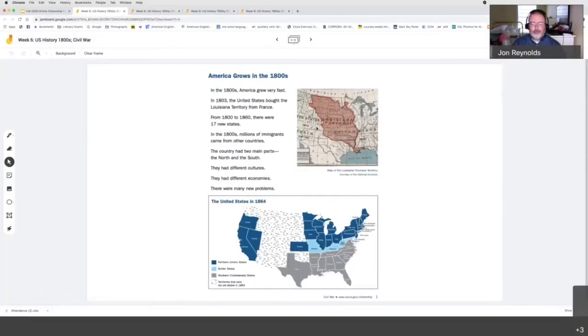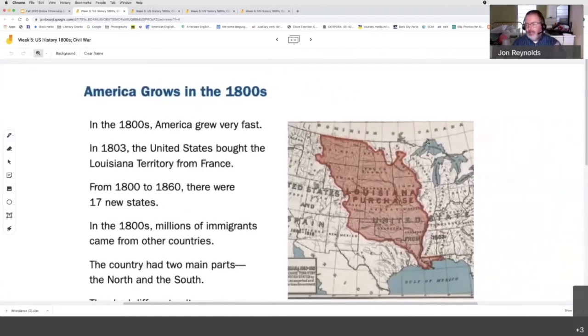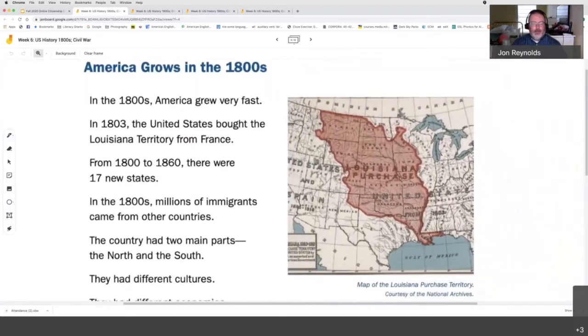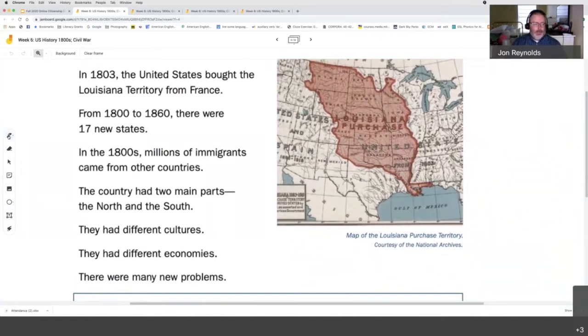Now, again, as we mentioned, the country was growing and growing and growing during the 1800s. So again, I'm going to read a little bit, and then I'm going to get you guys to help me. In fact, I'm not even going to read everything you see here. But for example, I wanted to have you notice that from 1800 to 1860, we added 17 new states to the 13 that we had originally. So by the 1860s, we already had 30 states. So again, the country continued to grow.